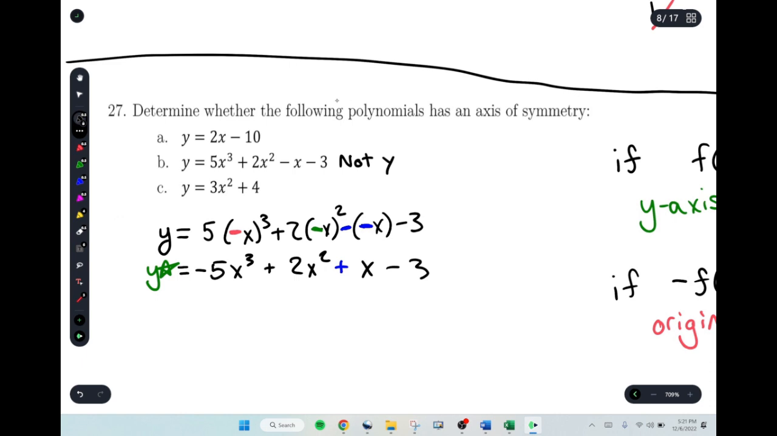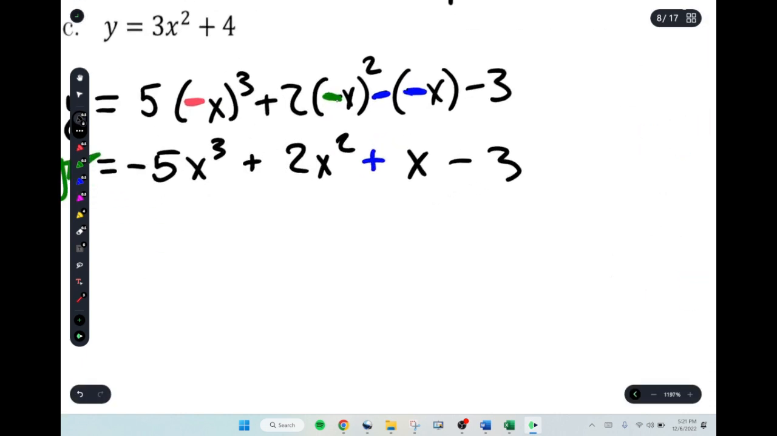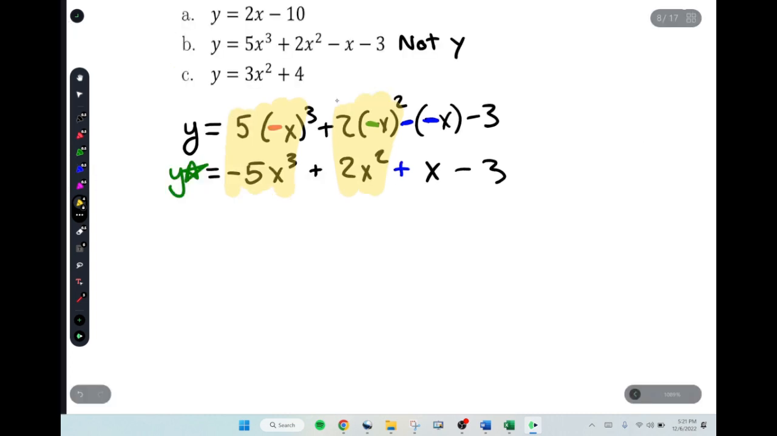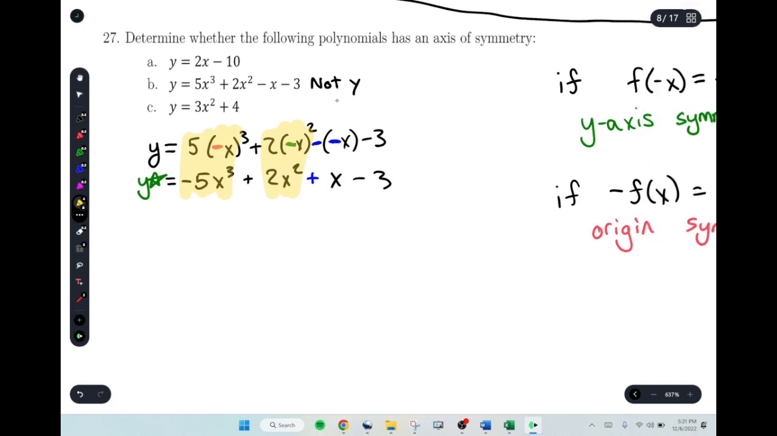Now let's see, is it exactly the opposite? Did every single thing flip signs? This one flipped. This one did not flip. Oh, well, crap. So it's not completely flipped either. So it's not origin. So it's neither.